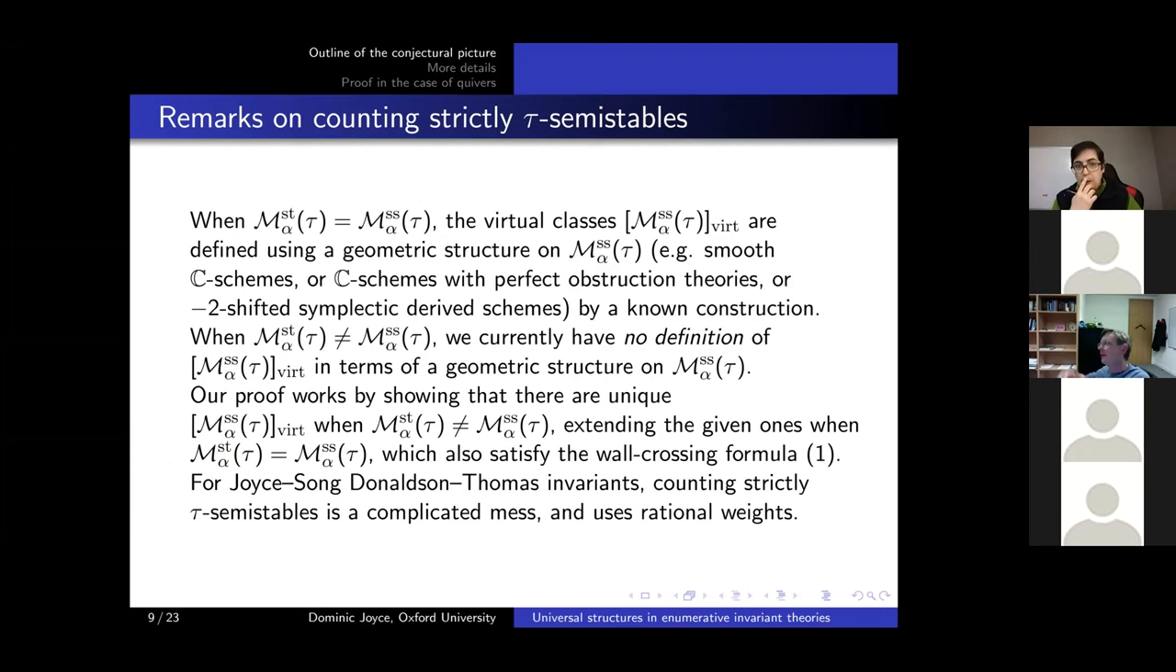Perhaps I could also say that for me, the appearance of the vertex algebra in the story is rather mysterious. I'm kind of used to wall crossing stories happening in a Lie algebra, because that happened for the motivic invariants and then it happened for Donaldson-Thomas theory and so on. But the way this vertex algebra has popped up in the story, apparently related to enumerative invariants, is a mystery to me.